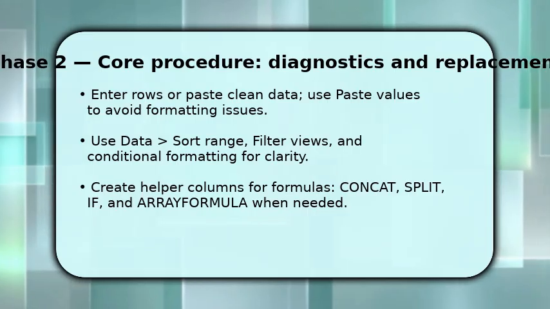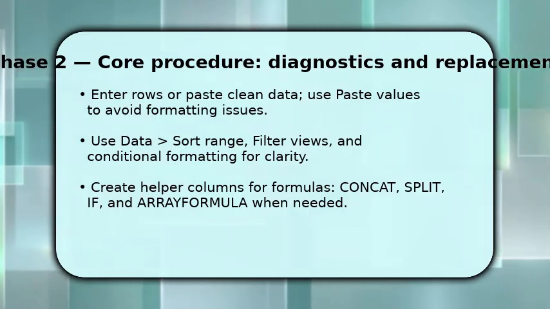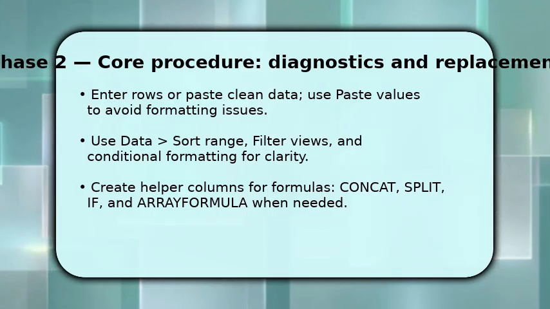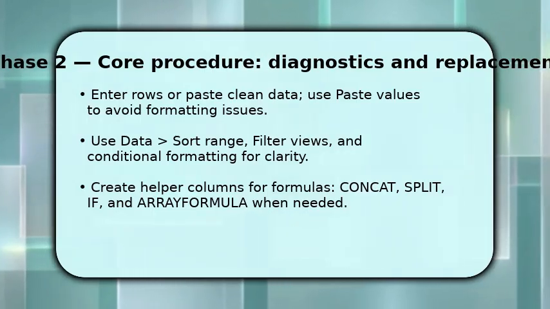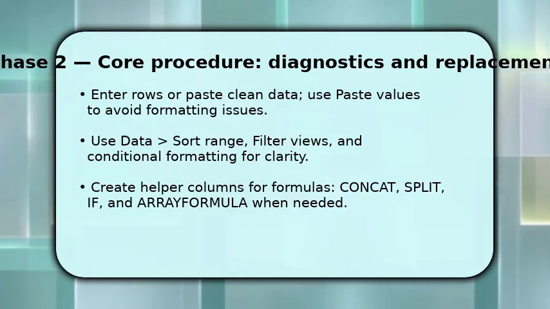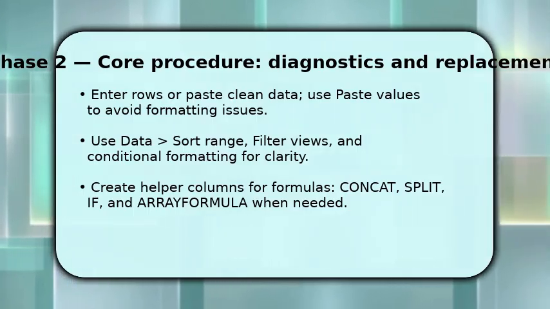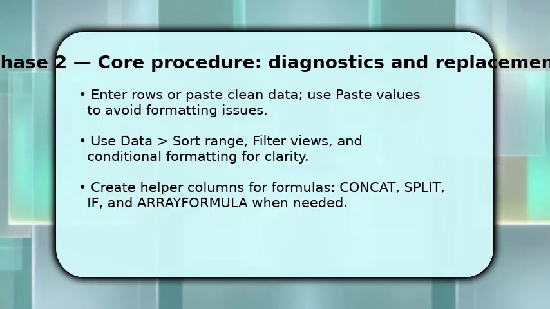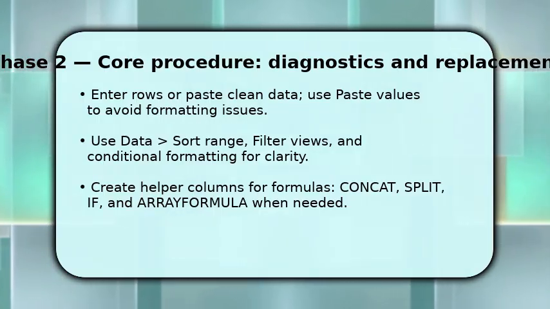Add helper columns for derived values, for example concat to combine names or if to flag exceptions, and use array formula to apply operations across many rows efficiently. Make sure conditional formatting highlights anomalies so you can visually inspect problems quickly.